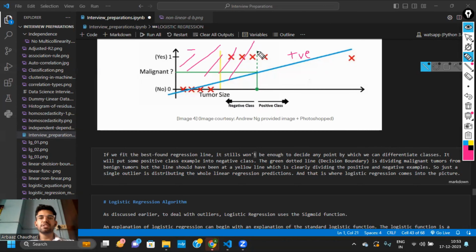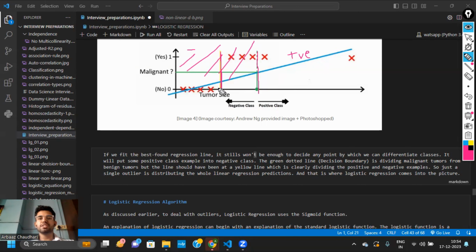This line, the model is telling that on the left hand side the negative class is there, and on the right hand side the positive class is there. But the line should be this yellow line, which our linear regression is not drawing. The yellow line clearly divides the positive and negative class. You can see these are the positives and these are the negatives. So by the yellow line, you can easily divide the positive and negative class. But our linear regression line is drawing this type of line.